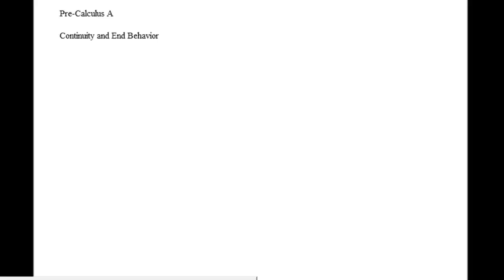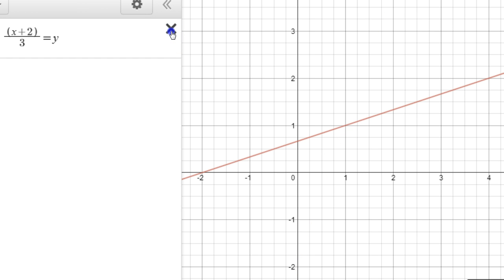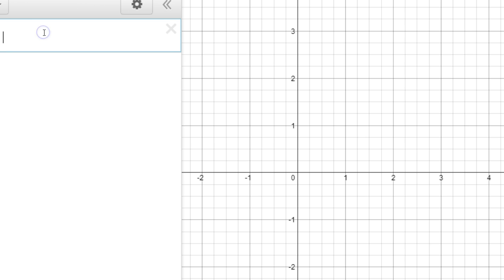Alright, welcome. Today we will be talking about continuity and end behavior. Continuity is a huge thing in calculus, and it's best done by looking at a graph in a calculator. Continuity is basically: is the graph continuous? Can I pick it up? All that type of stuff. To understand continuity, we have to understand what discontinuity is.